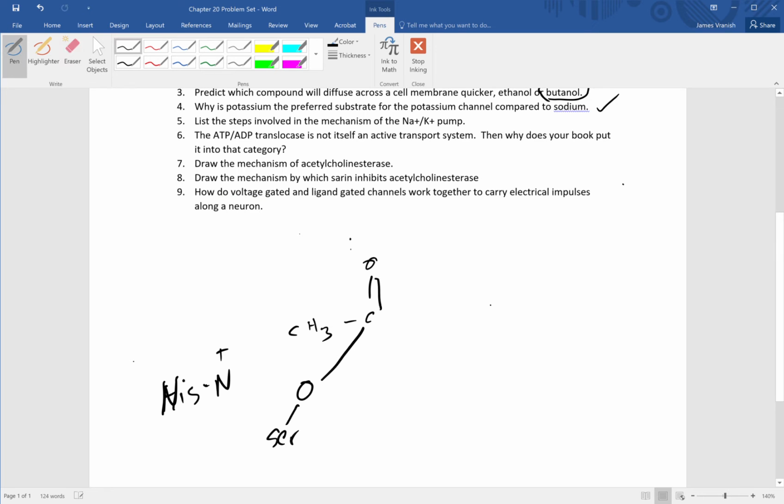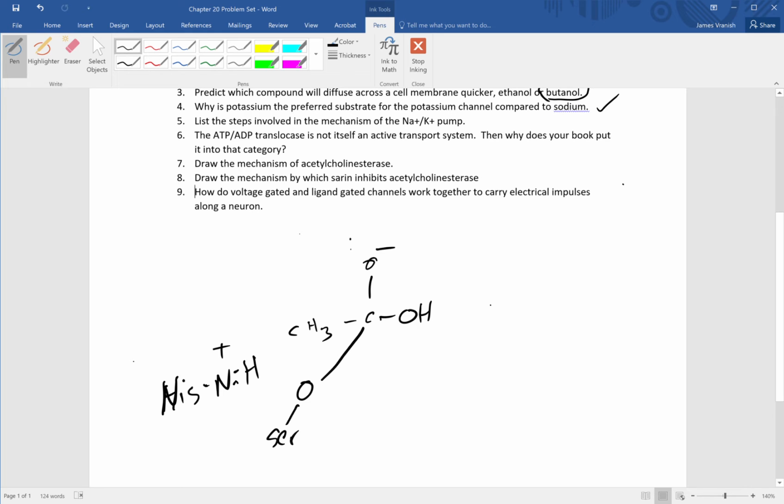So what are we left with now? Our nitrogen is again deprotonated, and we have this acetyl group sitting on our serine. At this point, a water can come along. We can deprotonate water to make it a better nucleophile. It does a nucleophilic attack and pushes the electrons up onto the oxygen. The end result now is that we're left with this.